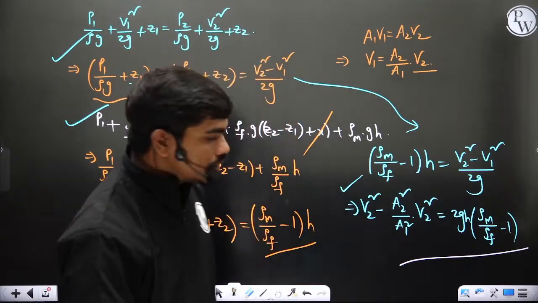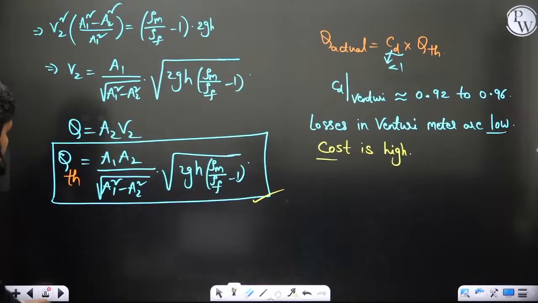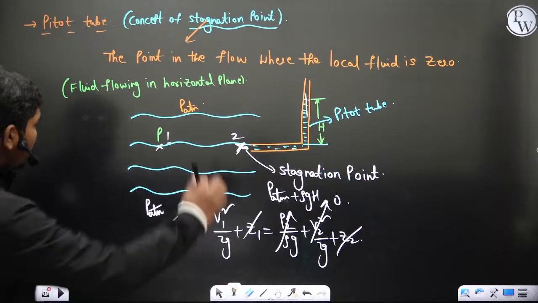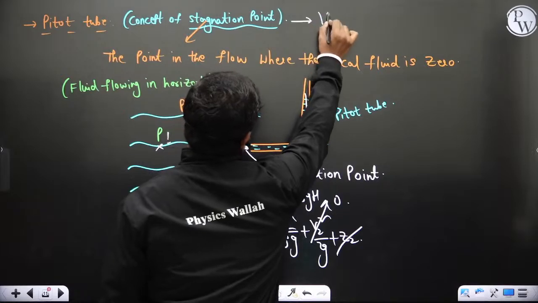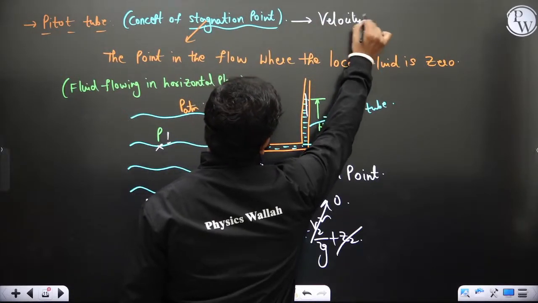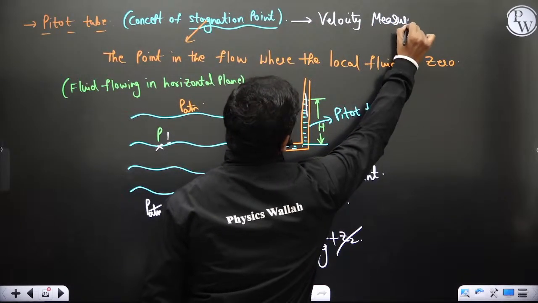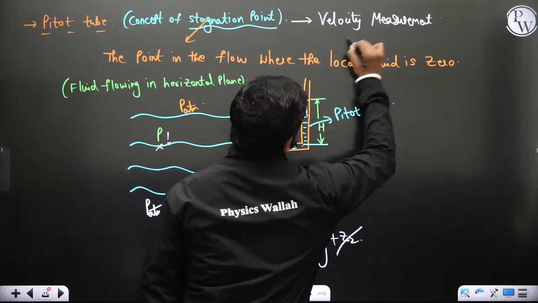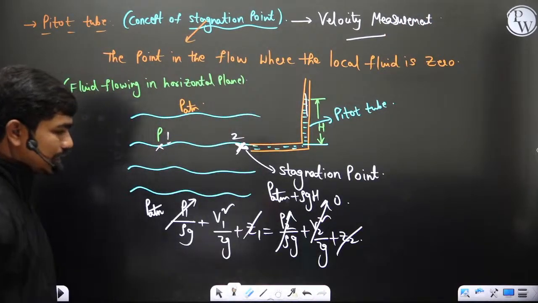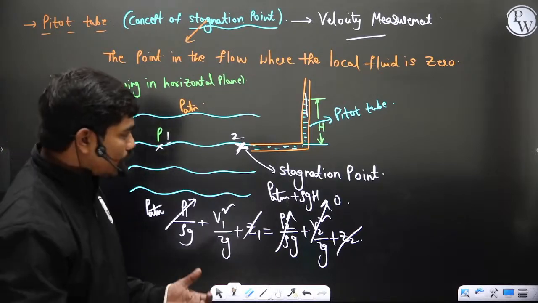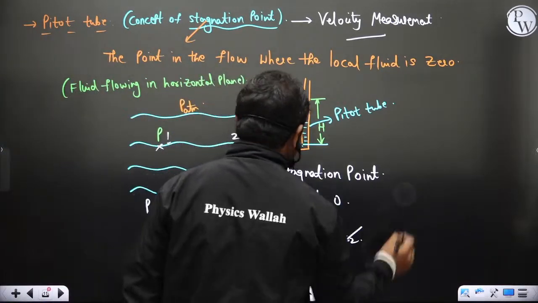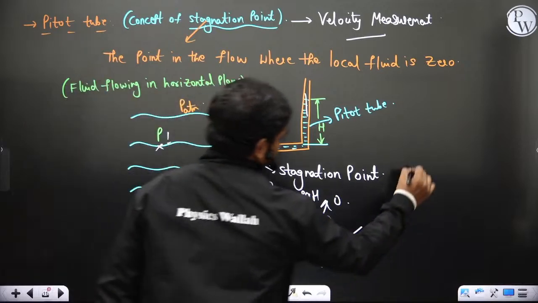Fine. Okay, so let's see this. This is normally for velocity measurement. So these are certain flow measuring devices. And also you can see losses in pipes and all. We'll see. Normally if you apply the momentum equation, you will see minor losses in pipes.